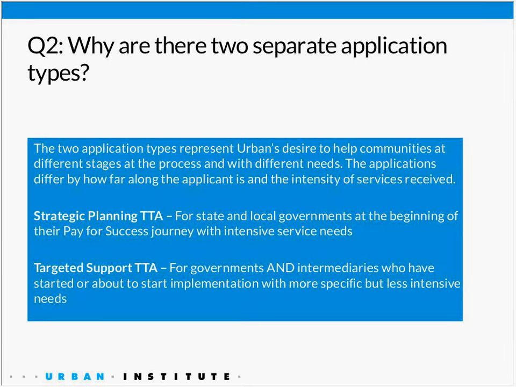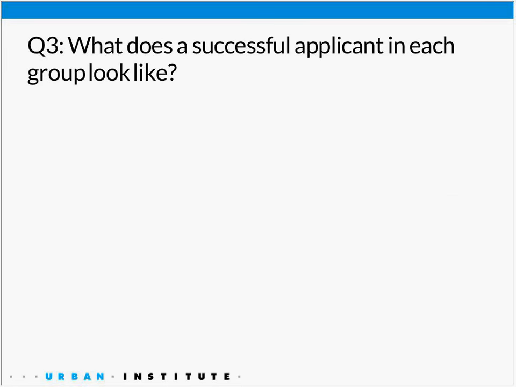And here is a short summary of that answer for those who are looking at these slides later if you're not able to access the recording. I'll go to our last question, and then we'll dive into your questions: what does a successful applicant in each of these two groups, strategic planning and targeted support, look like?